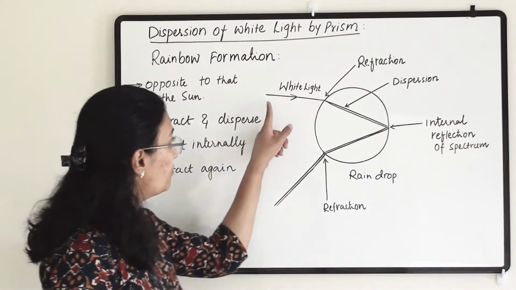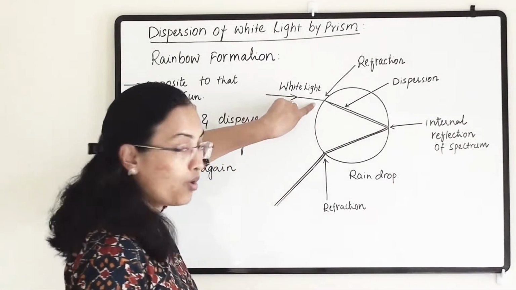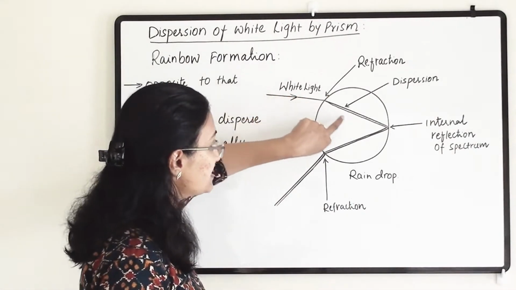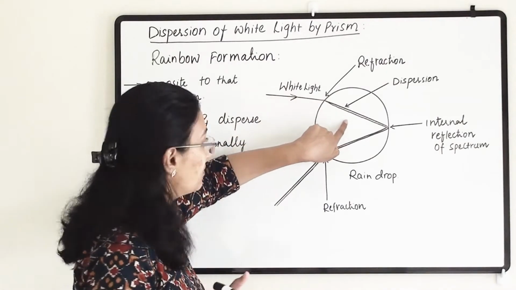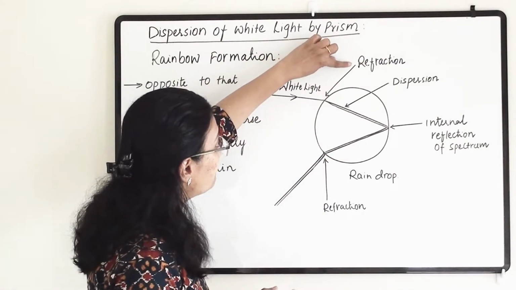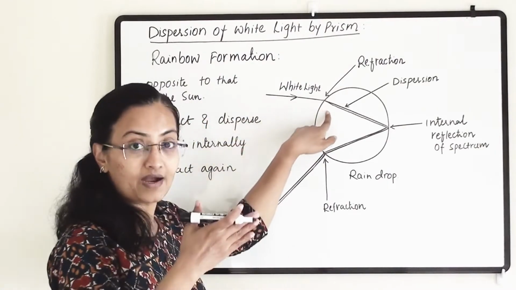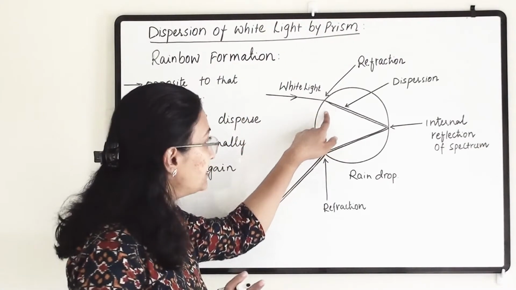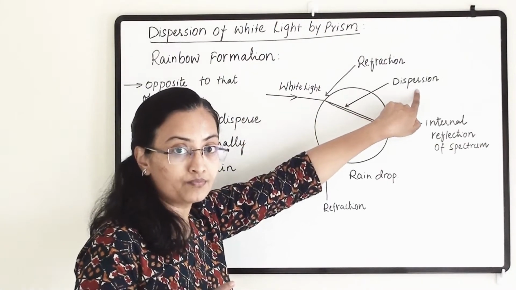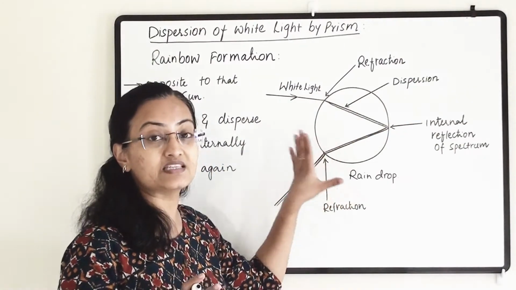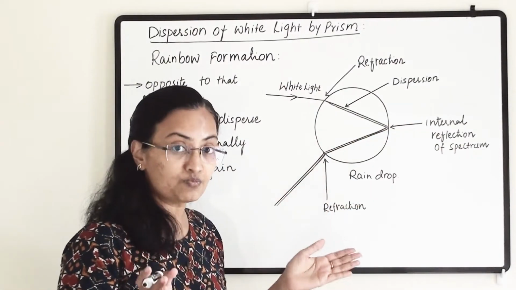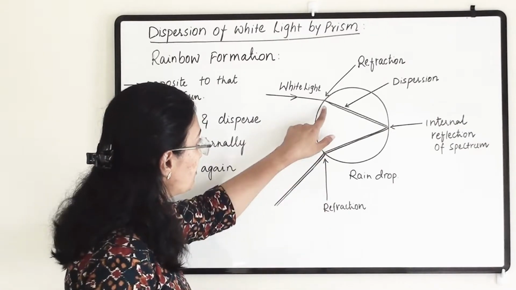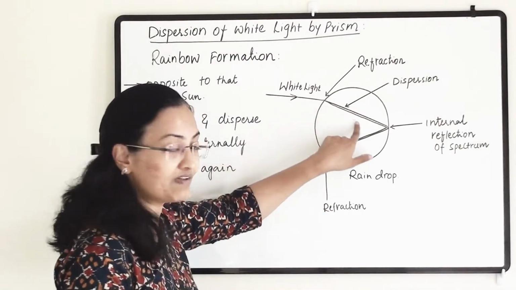So first thing, when white light falls on the raindrop and is going to enter into the raindrop, first the refraction will happen. So the white light will bend and simultaneously the dispersion will happen, because here our raindrop is acting as a small or tiny prism. So it will split white light into 7 different colors.